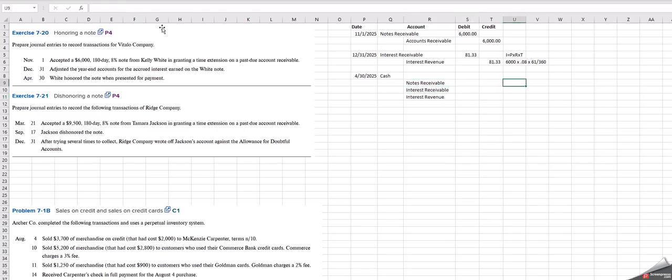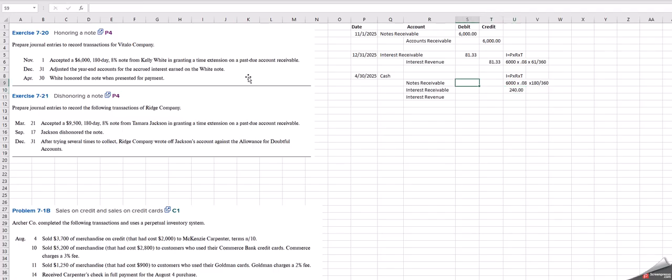Again, I'm going to come over here and do my total formula: interest equals principal times rate times time. In this case, I'm going to do the whole thing, so that's the $6,000 times 0.08 times 180 over 360. I'll let Excel calculate it right down here below. 6,000 times 0.08 times 180 divided by 360 gives us $240.